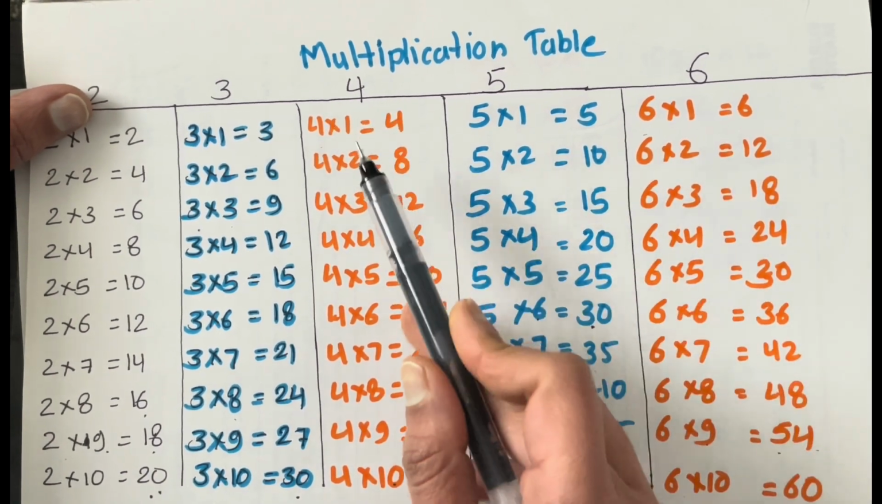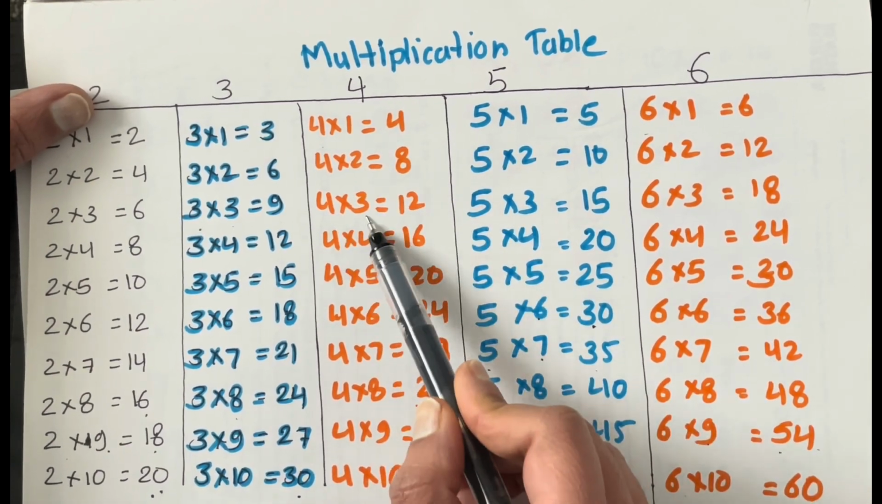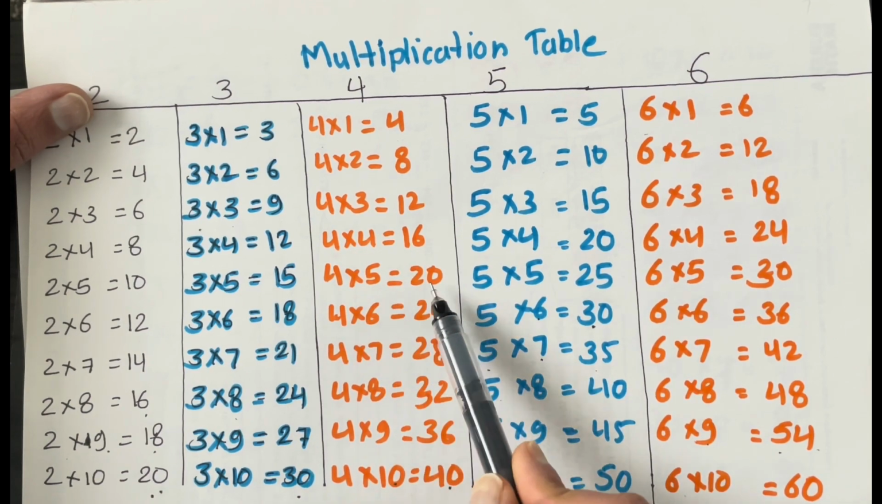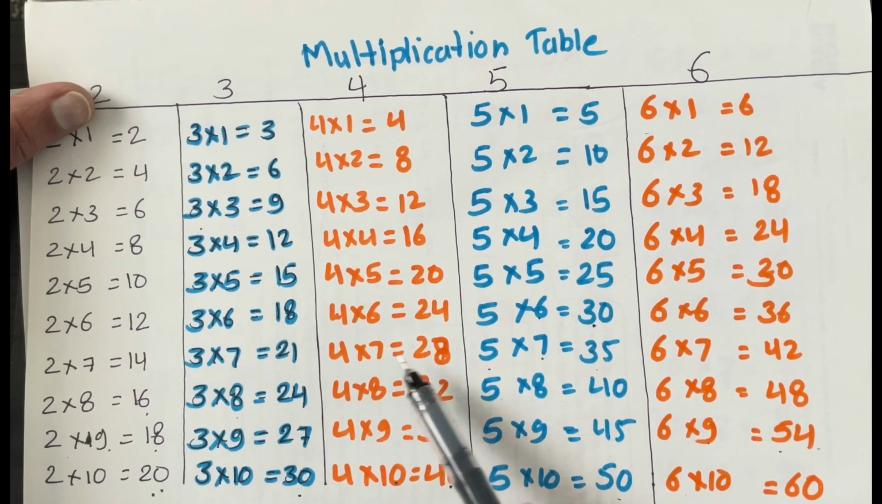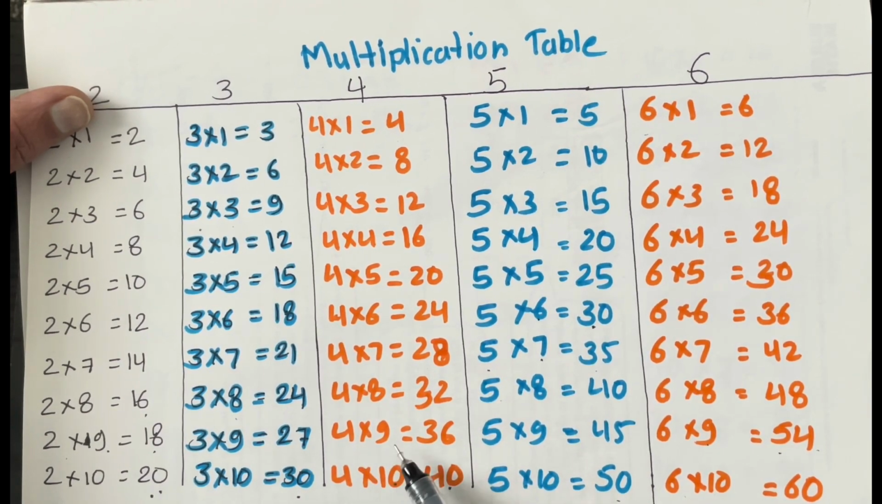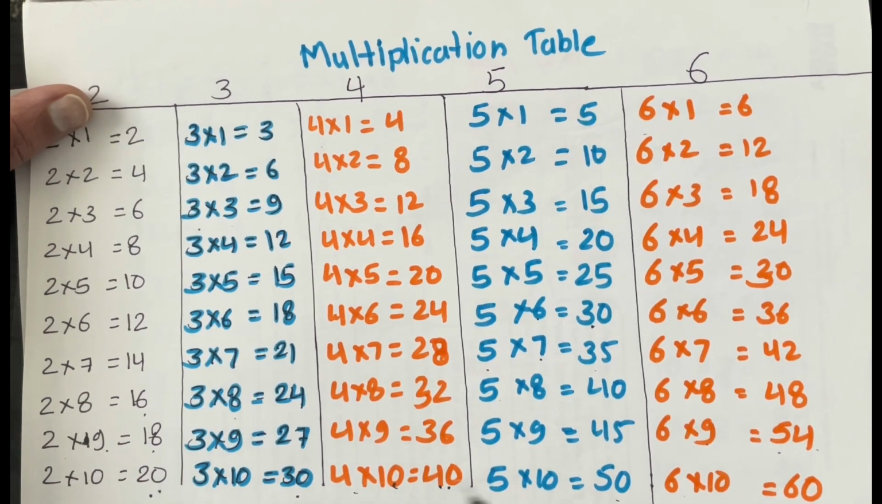Table of 4. 4 times 1 is 4, 4 times 2 is 8, 4 times 3 is 12, 4 times 4 is 16, 4 times 5 is 20, 4 times 6 is 24, 4 times 7 is 28, 4 times 8 is 32, 4 times 9 is 36 and 4 times 10 is 40.